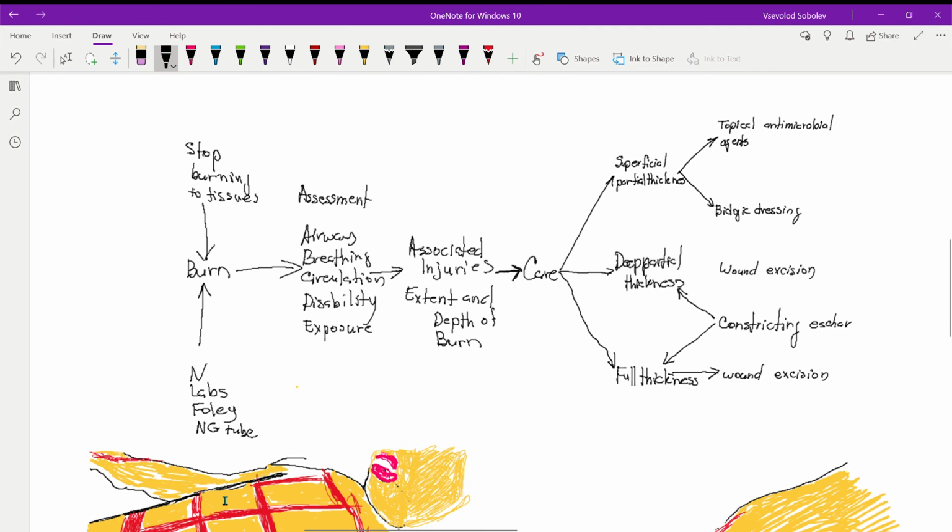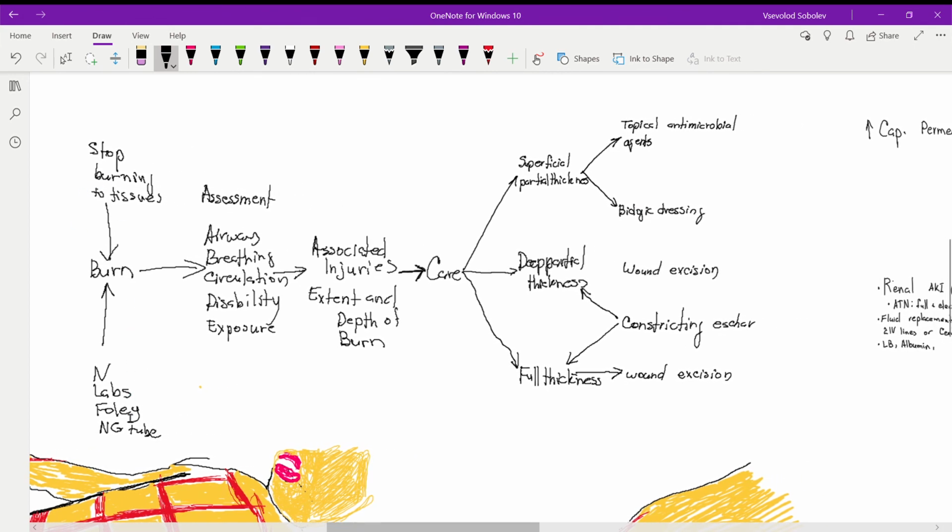So a little diagram, what steps are taken. So burn, stop the burning, start the IV, get the labs, Foley, nasogastric tube, assess the airway, breathing, circulation, any disabilities, the thoracic damage on the vertebra, the injuries on the vertebra, exposure, good.